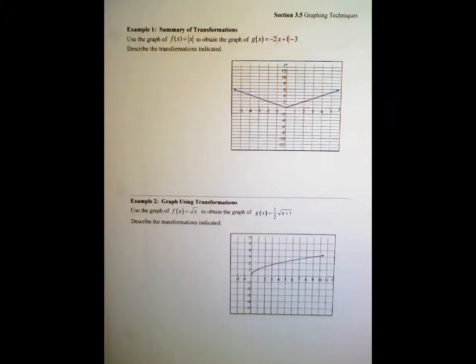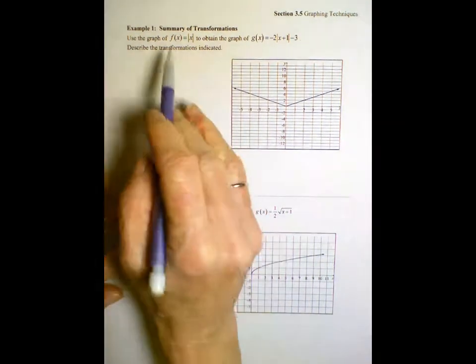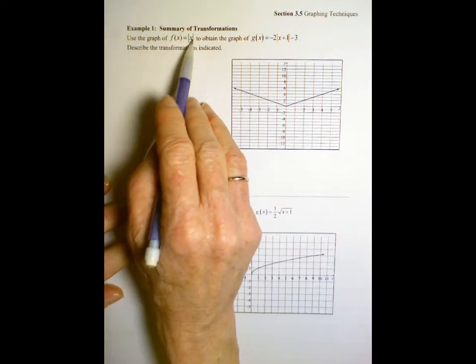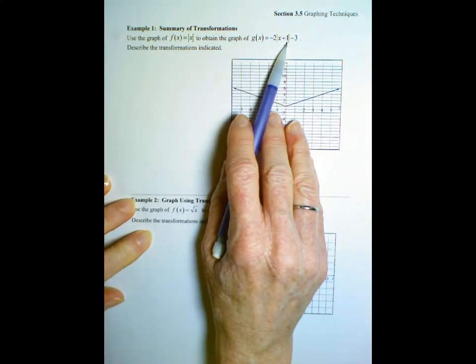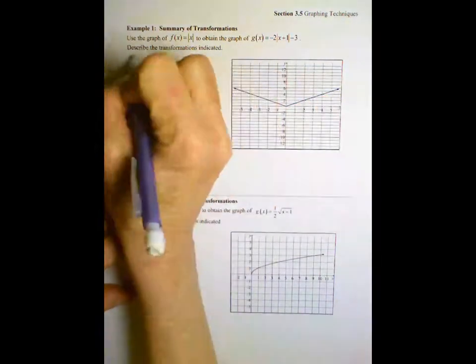Now that we've learned about transformations for graphing functions, let's practice with example 1 and example 2 here. In example 1, we're to use the parent function f of x equals the absolute value of x, the absolute value function, and now we want to graph g of x, which is a transformation of that function. So what we want to do is take the points we would graph for this and transform them to graph this. So let's look at what the transformations are that we see here.